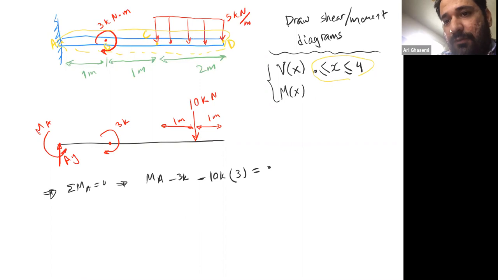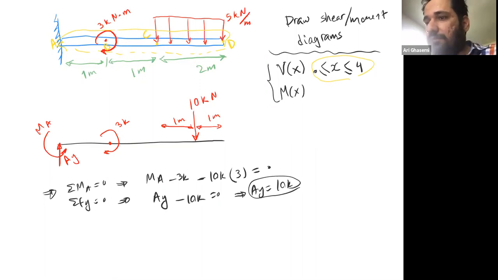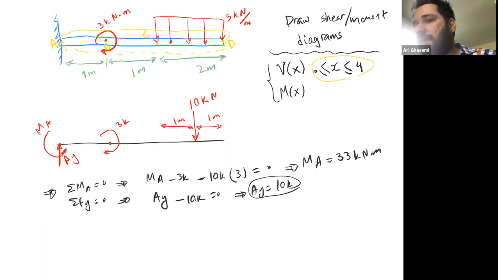And summation of force in Y should be 0. That would give you AY, negative 10K is equal to 0. So AY is in fact 10K. And MA is equal to 33 kilonewton meter. 3 times 10, 30, plus 3, you take it to the right, positive 33 kilonewton.